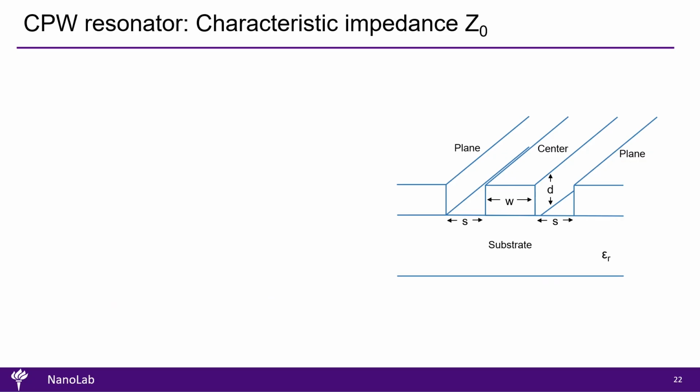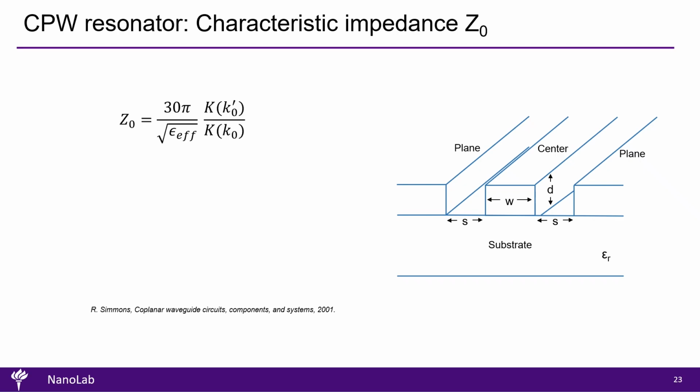Another essential design parameter is the characteristic impedance, Z0, because it allows the CPW to connect to other transmission lines while matching their impedances, minimizing reflection and loss. One commonly used approximation for Z0 is given by this expression. Notice that it involves the effective permittivity, so substrate selection plays a role. The formula also includes the function capital K, which is known as the complete elliptic integral of the first kind, with a lowercase argument k0, known as the elliptic modulus.